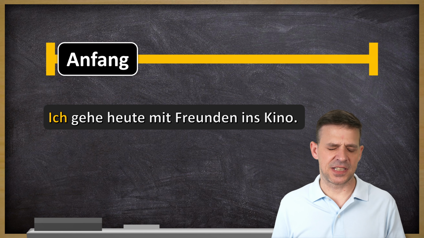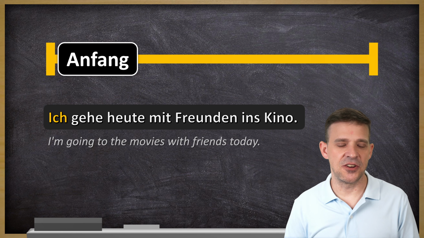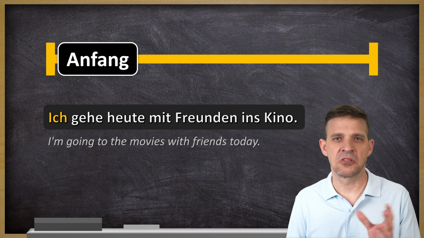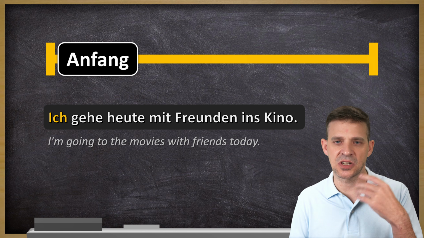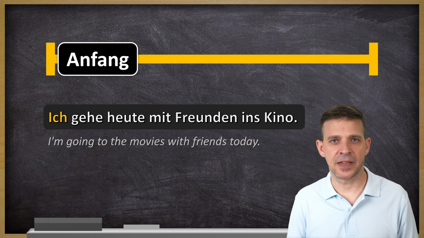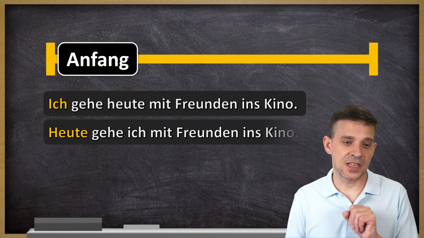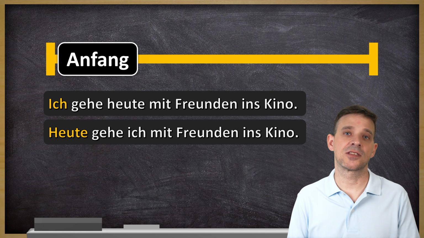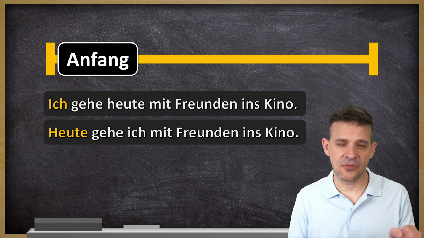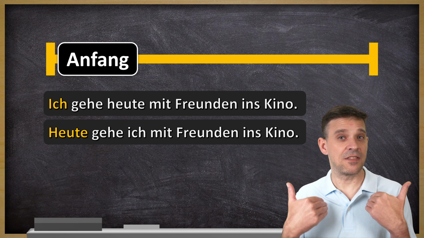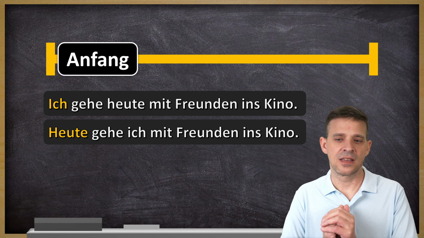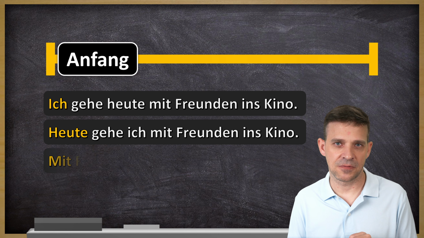Let's make some examples. Ich gehe heute mit Freunden ins Kino. Normal sentence, kind of ich is the subject, most important part, put it in the beginning. But we can also say heute gehe ich mit Freunden ins Kino. And here we put emphasis on heute, so we put it on the first position. So we think the information heute is more important than ich, therefore we put it on the first position.